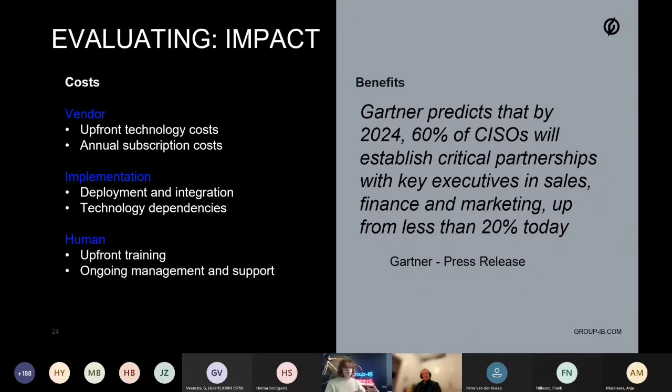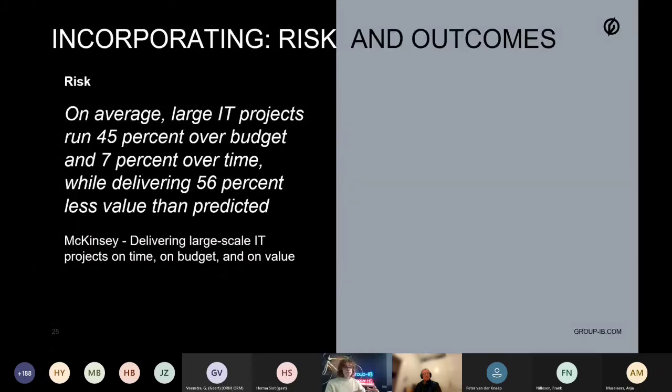value, and what the outcomes are going to be. This is a bit of a scary stat from McKinsey, but the reality is a lot of IT projects run over time and don't produce the value that was expected. So build that into your predictions to be conservative, and try to create something which will align with what's going on.